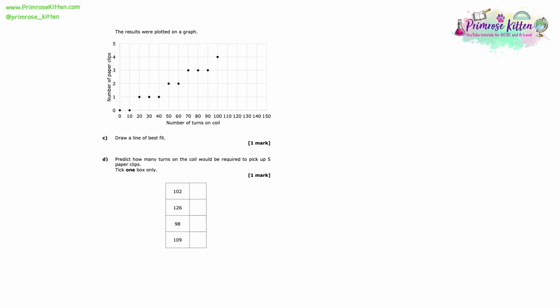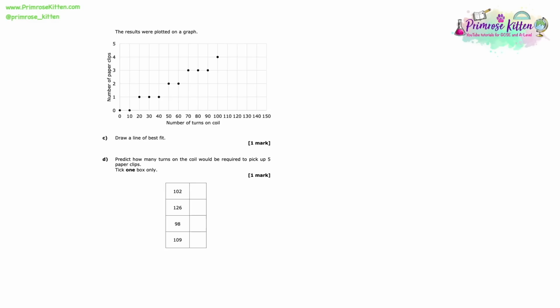The results were plotted on a graph. Here we're asked to draw a line of best fit. So to do this, we need to get our ruler out and a pencil, and we need to line up our ruler across the dots so that roughly the same amount of spots are above our ruler as below it.